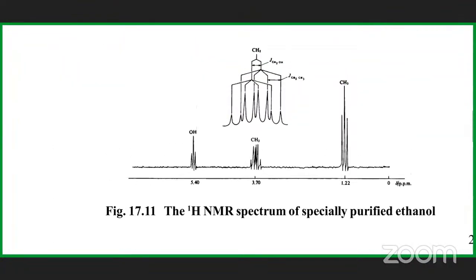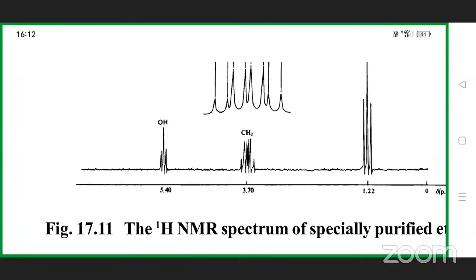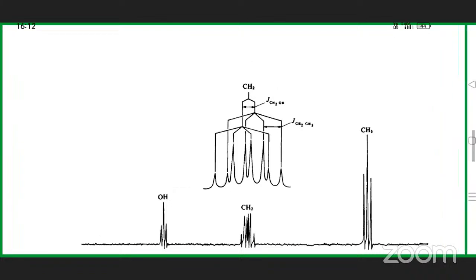Here it is given the H1 NMR spectrum of purified ethanol. Here you can see the triplet, and there is a quintet, right? So how are we getting this, you can see.